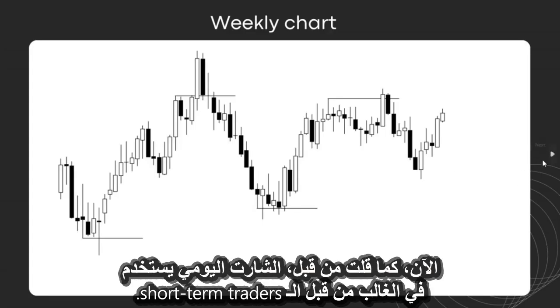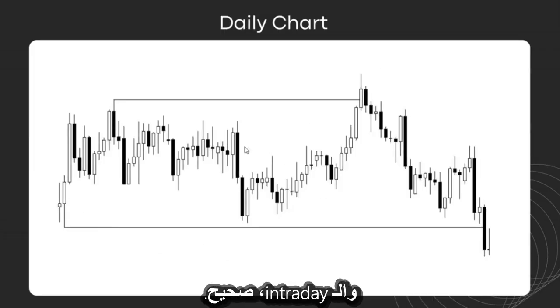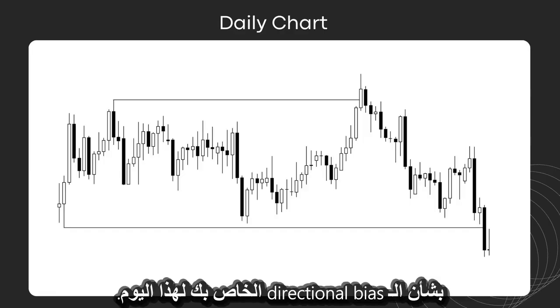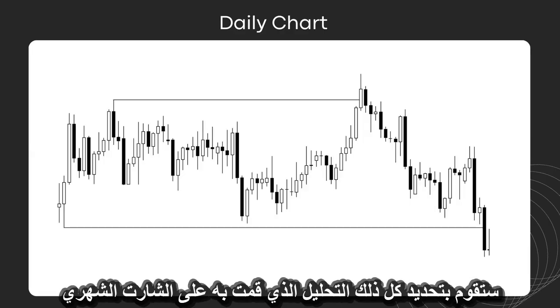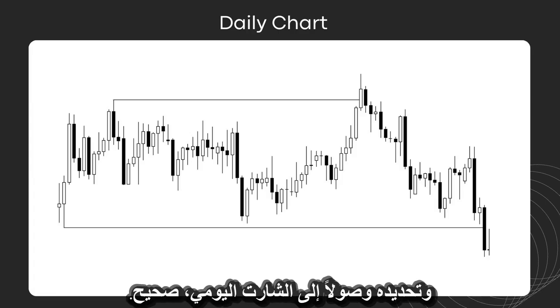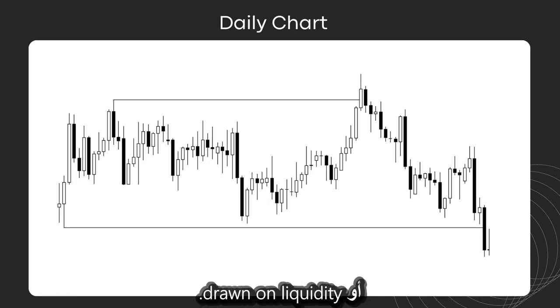Now, as I said before, the daily chart is mostly used by short-term traders and intraday traders. You're going to use the same concept here again to analyze this price action and reach a conclusion regarding your directional bias for the day. You're going to refine all that analysis that you've done on the monthly and the weekly chart down to the daily chart, and use it to assist you in finding a directional bias, or a draw on liquidity.